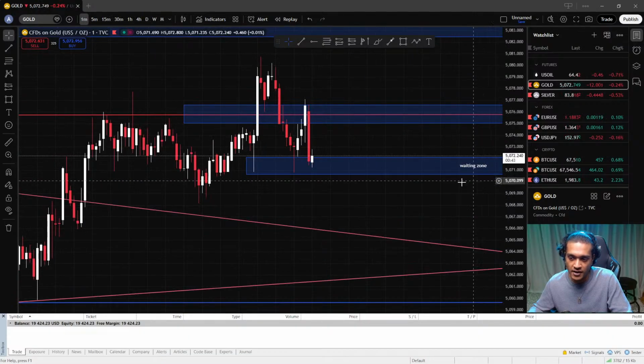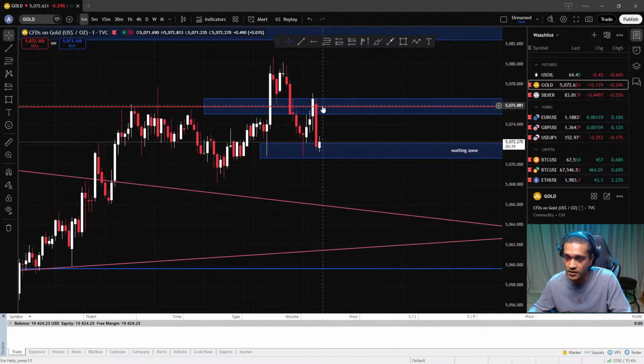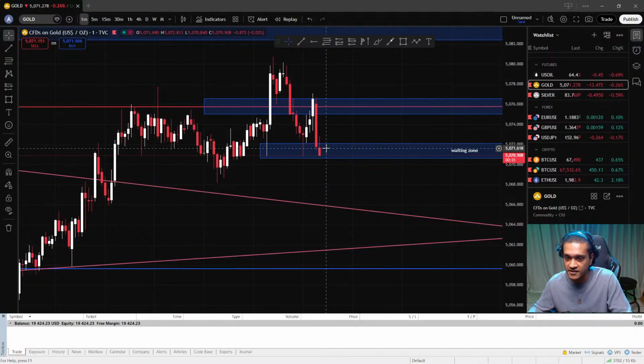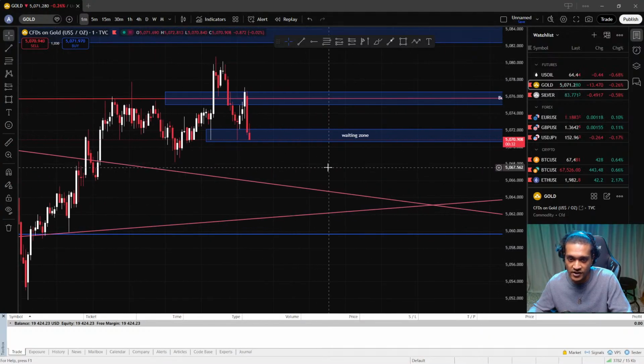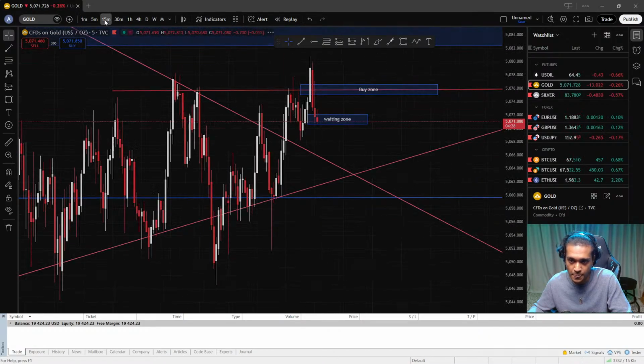So I'm not taking a trade right now in this waiting zone because price is pulling back quite quickly. Yeah, it just dropped at least 60 pips. So right now, probably this waiting zone, we can change it to our sell zone. Sooner or later, we shall see.